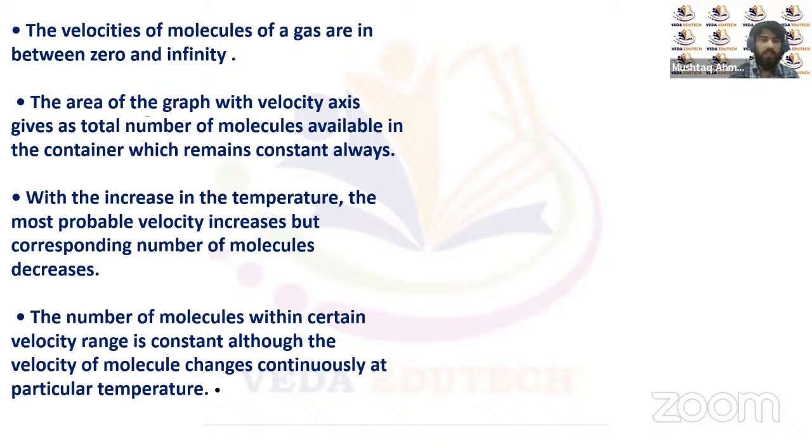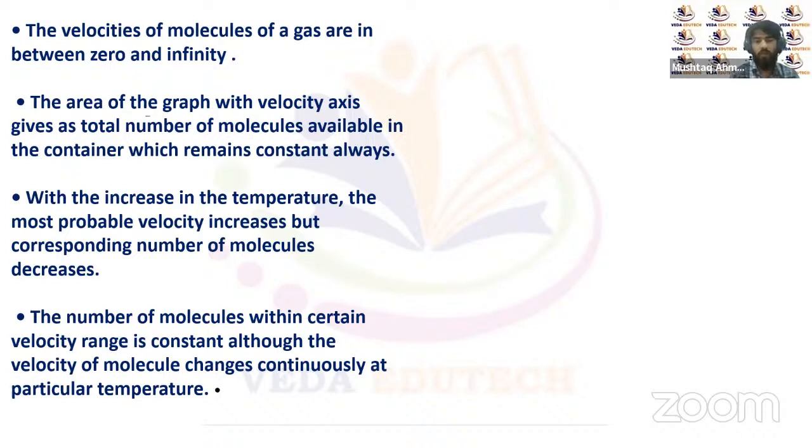And with the increase in the temperature, the most probable velocity increases, but the corresponding number of molecules, it means the number of molecules which actually possess the most probable speed, decreases upon increasing the temperature, right? The number of molecules within a certain velocity range is constant, although the velocity of a molecule changes continuously at a particular temperature.